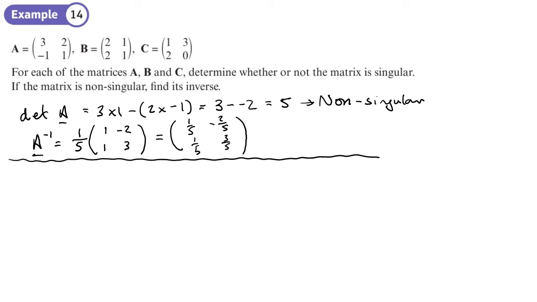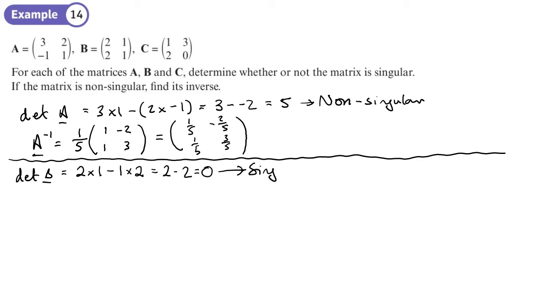Let's have a look at the second one. The determinant of B is A times D minus B times C. That's 2 minus 2, which is 0. So this is singular, so there is no inverse, because we would end up doing 1 over the determinant, 1 over 0, and we can't do that. We have to leave it there.